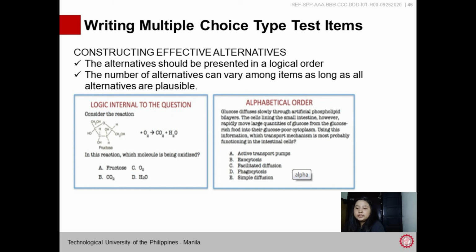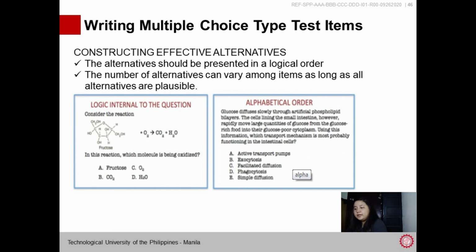Nakikita nyo naman, as you can see, nauuna yung fructose, and the second is yung carbon dioxide. So, meron siyang sunod-sunod or may sequence siya, or may order siya. Okay? So next is the hydrogen. Ginagamit to para maiwasan yung biased towards certain positions. Okay?